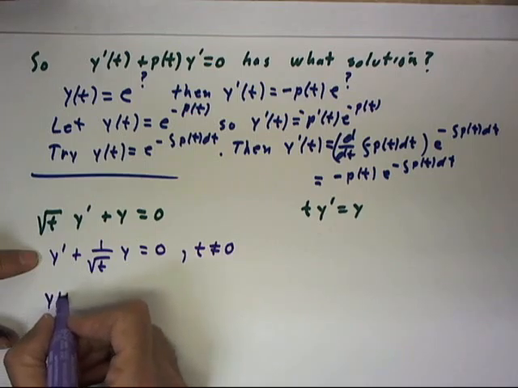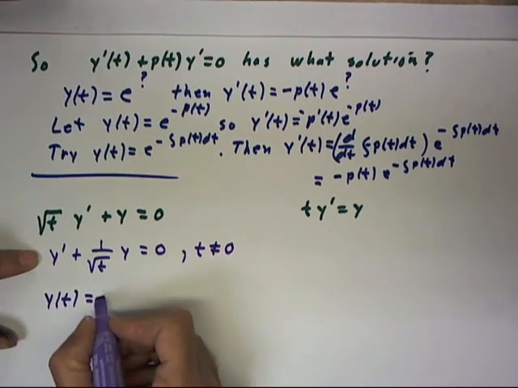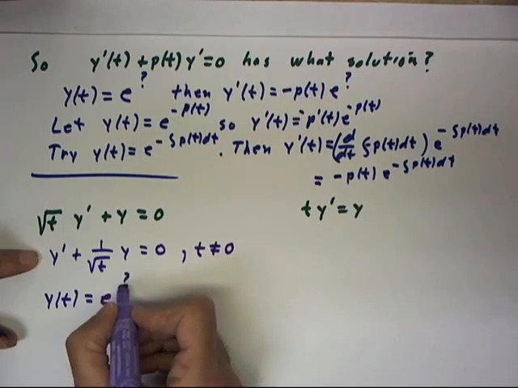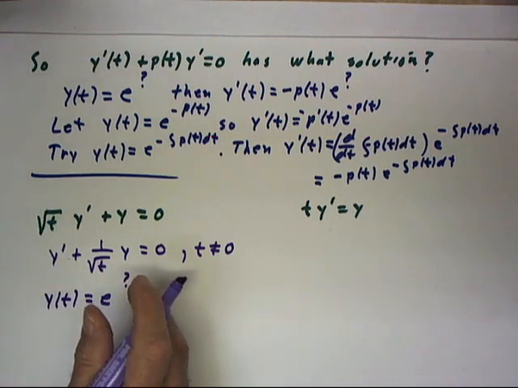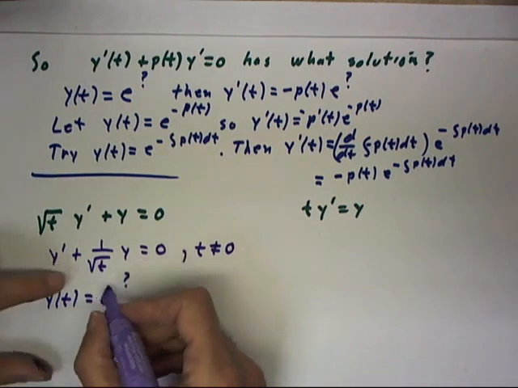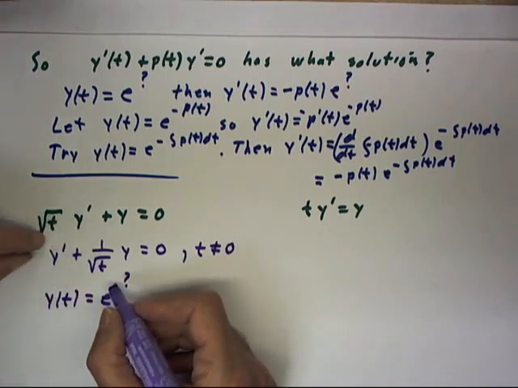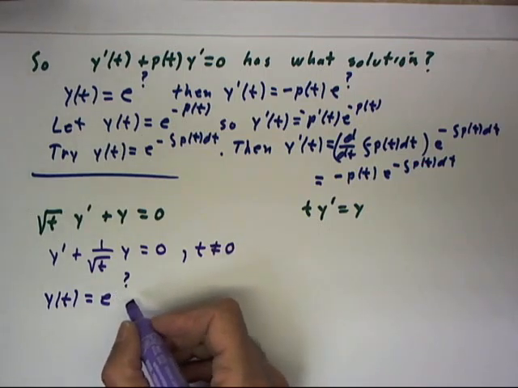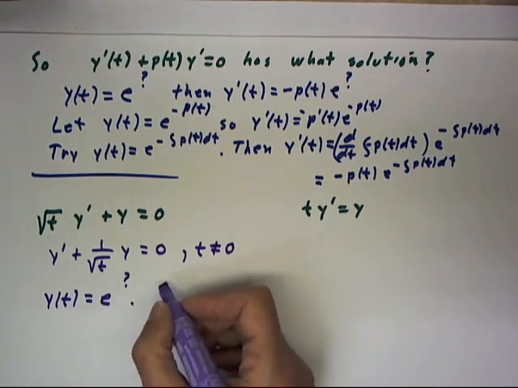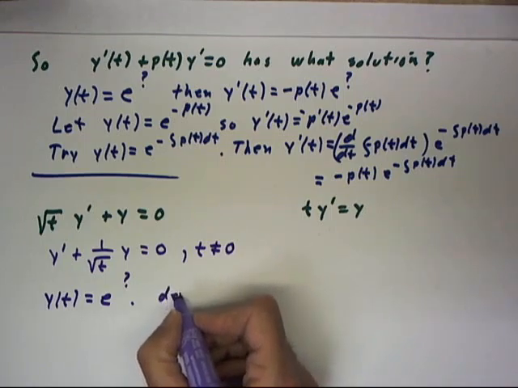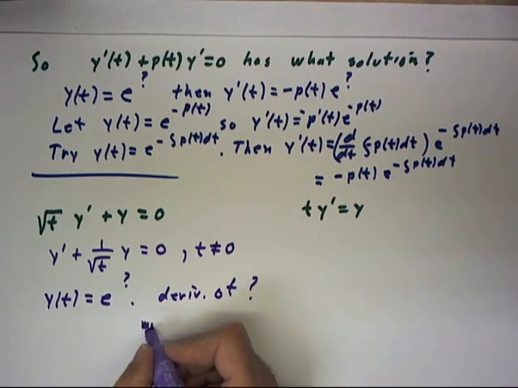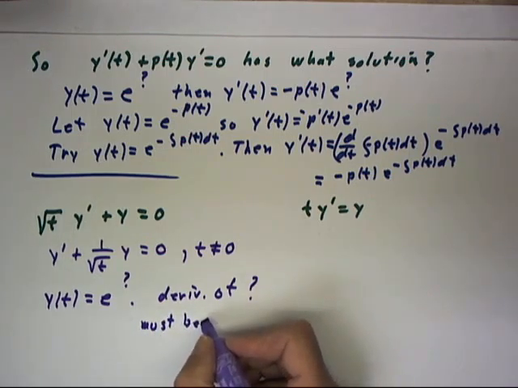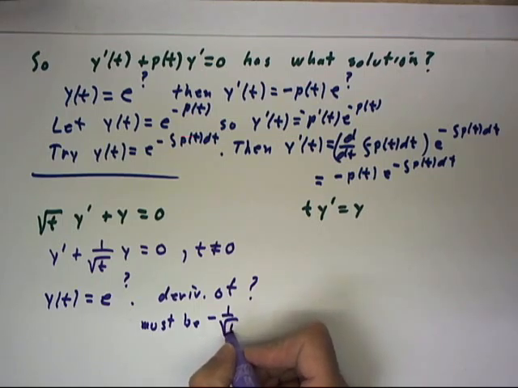Now we're going to let y of t equal e to something. And that something has to have a derivative that's equal to 1 over the square root of t. So what's that? And it has to be negative so that our y prime term will have a negative of what our y term has. Okay, so what's our question mark? Well, the derivative of our question mark must be negative 1 over the square root of t.